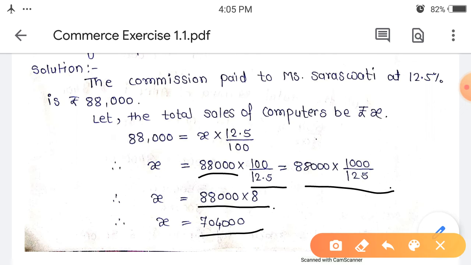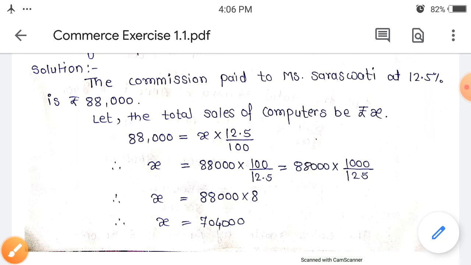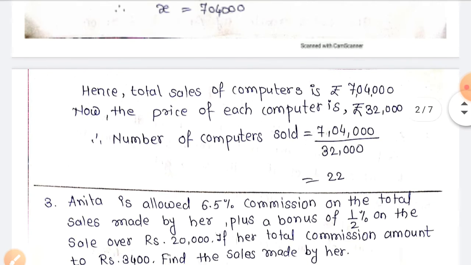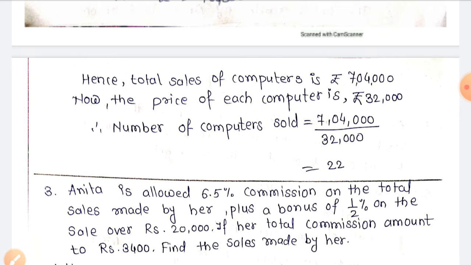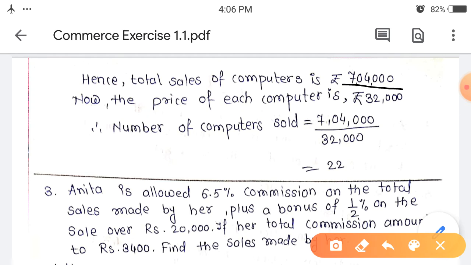7,04,000. How much will we get here? 7,04,000. So the total sales of computers is how much? Rupees 7,04,000. If we divide this total sale by the single computer price, what will we get? The total number of computers. Hence, the total sales of computers is rupees 7,04,000.